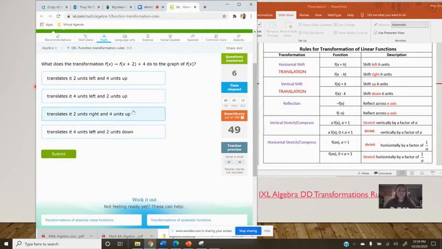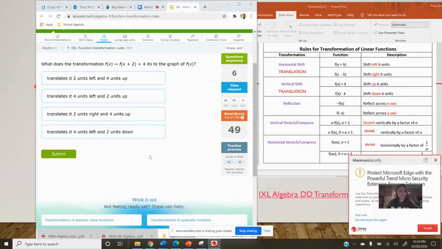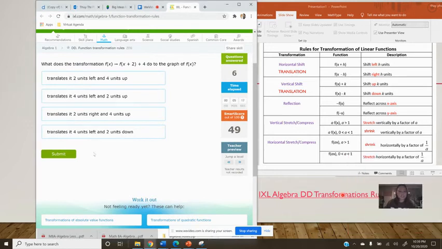Okay, let's go ahead and take a look at the next one. Make sure you keep on going through it because it's going to have some more challenging questions. So this is f(x + 2) + 4. So translated 2 units left, up 4.